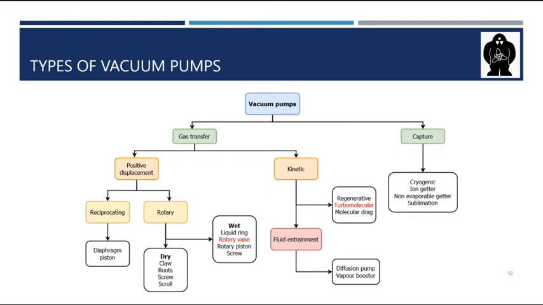Later on in this presentation, we will look more in detail at the rotary vane and turbomolecular pumps, which are used at tokamak GOLEM. Here they are highlighted in red.